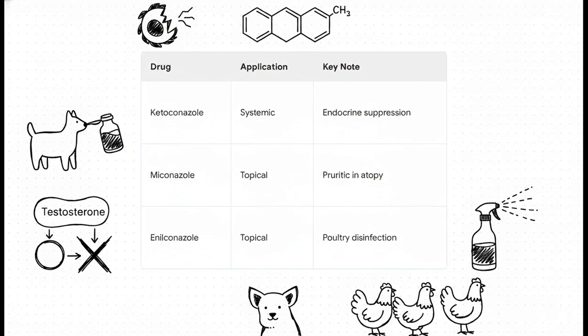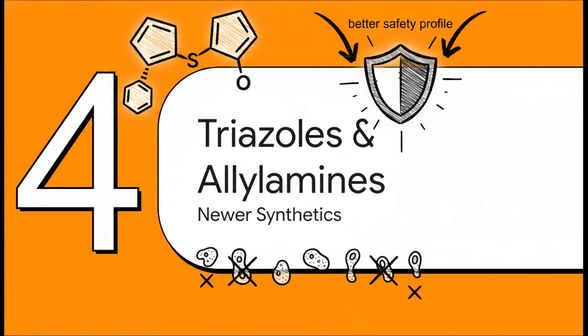We also have topical options here, like miconazole, which is great for local ringworm but can cause itchiness in atopic dogs, and echinocandins, which actually has a vapor effect, making it fantastic for disinfecting poultry facilities. Let's move to Section 4, triazoles and allylamines, broader spectrums and newer synthetics. These are the improved, safer upgrades to our older drugs.